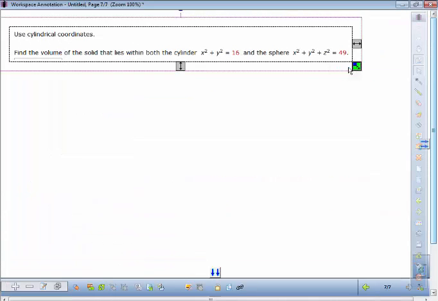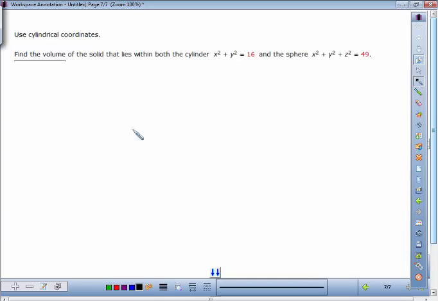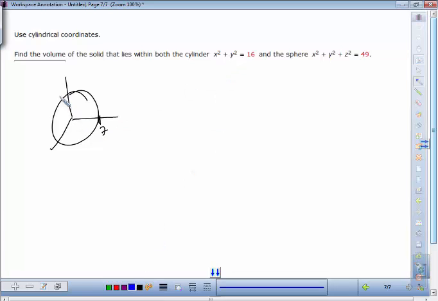So here they're asking us to use cylindrical coordinates to find the volume that lies within the cylinder and the sphere. So let's go back to cylindrical coordinates. We have a sphere, radius 7. We have a cylinder, radius 4. And then we want the volume that lies between both of them. So it's on the inside here that we want.